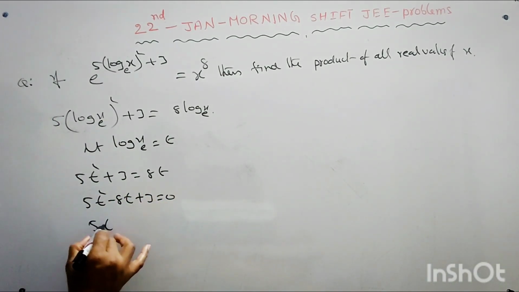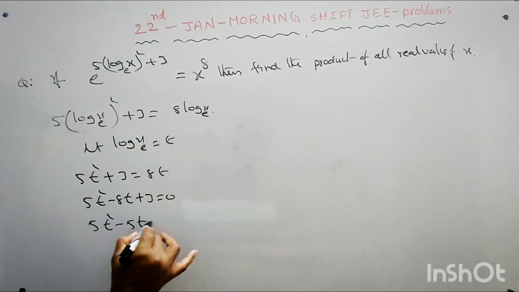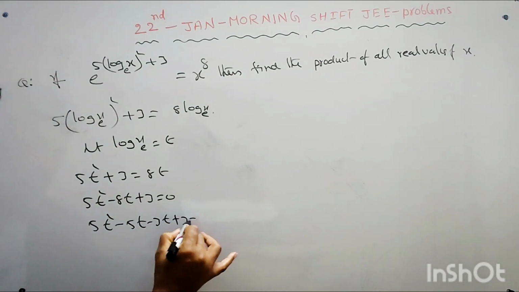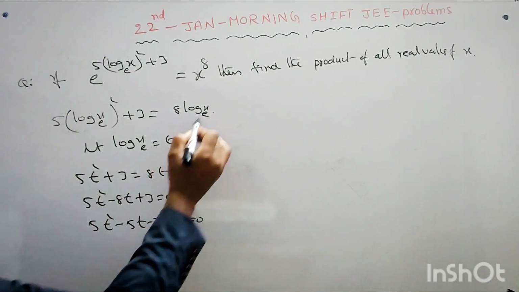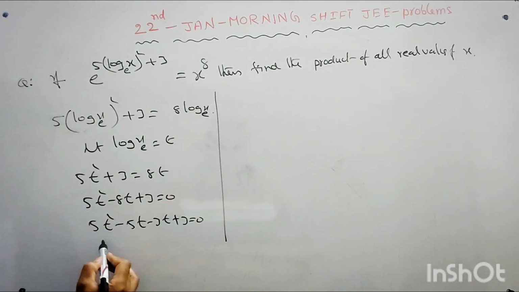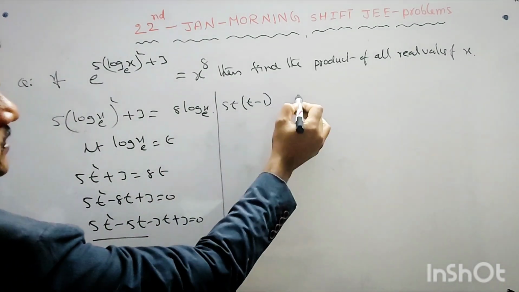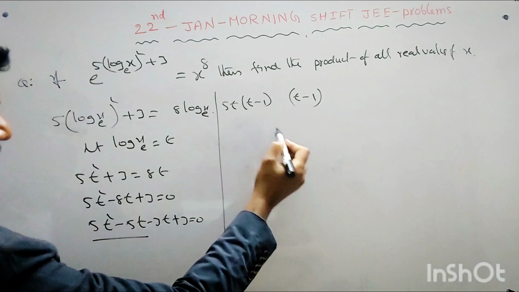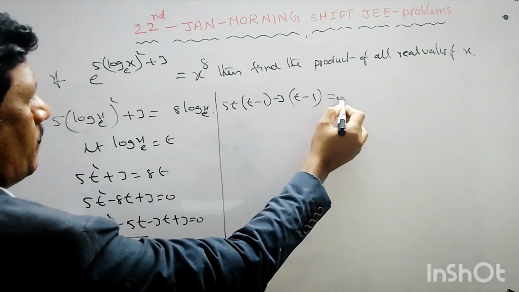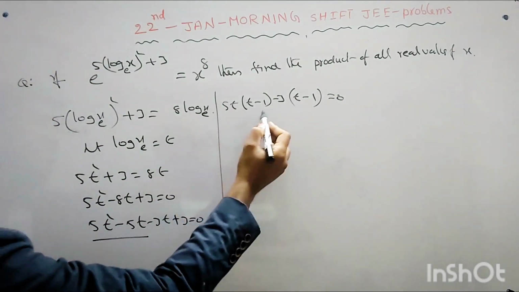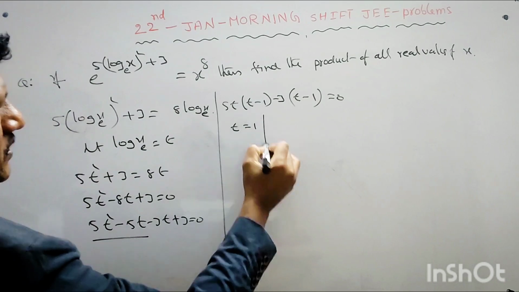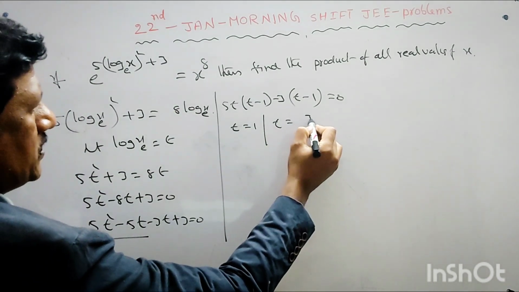Then here, 5t square minus 5t minus 3t plus 3 is equal to 0. Okay, then you take the factors now. So here 5t common, so you will get t minus 1, write the t minus 1 here, and this will be minus 3 common. Okay, right? So one t value is 1, the other t value is 3 by 5.